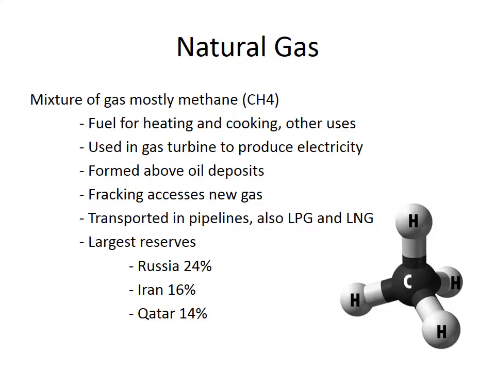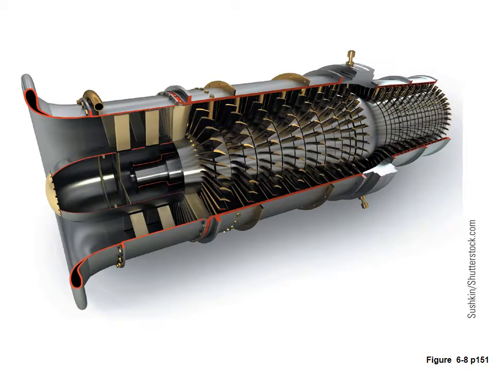Russia has 24% of the natural gas reserves worldwide. Iran has 16, Qatar's 14, and we have about 4 to 5%. That's more than double the amount of oil we have, though. This is a turbine. So this is one of the things that would be turning in order to create our electricity.